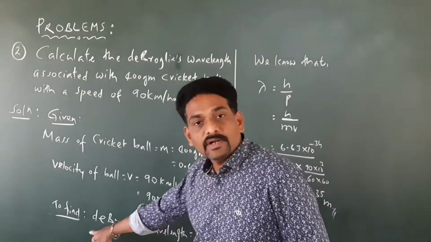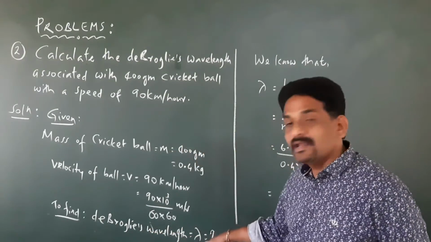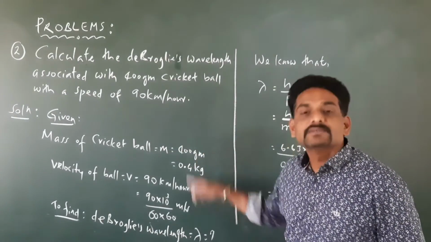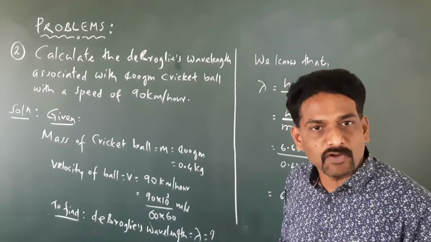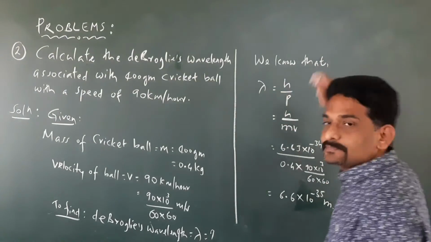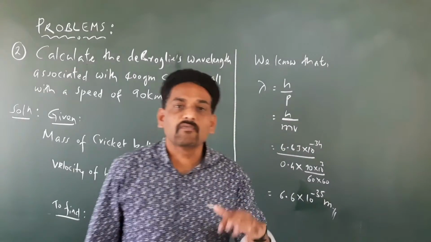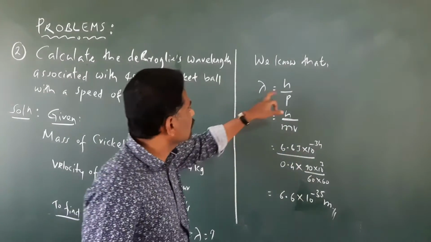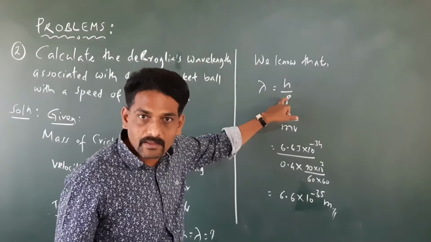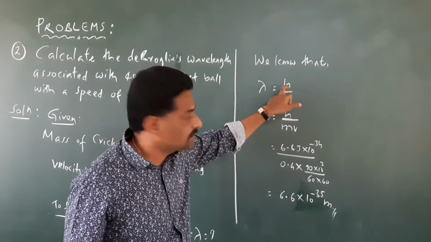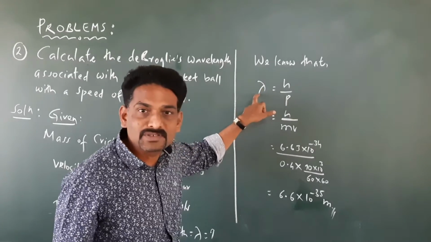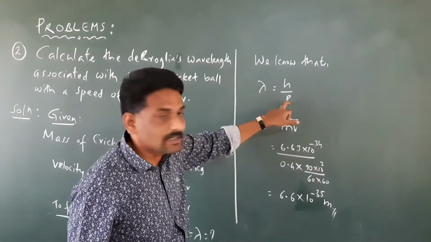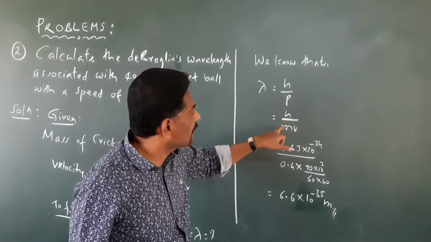So what we are supposed to calculate? De Broglie's wavelength lambda, right? It's a very simple problem based upon the de Broglie's wavelength formula. We know the formula for de Broglie wavelength: lambda equals h divided by p. What is h? Planck's constant. What is p? The momentum. What is lambda? De Broglie's wavelength. So this momentum can be expressed as h divided by m into v.